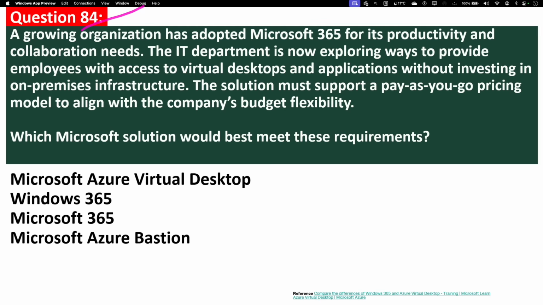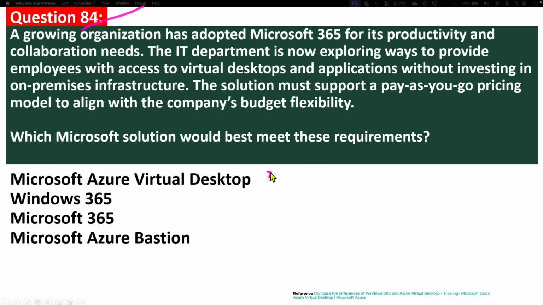Question number 84. A growing organization has adopted Microsoft 365 for its productivity and collaboration needs. The IT department is now exploring ways to provide employees with access to virtual desktops and applications without investing in on premises infrastructure. The solution must support a pay as you go pricing model to align with the company's budget flexibility. Which Microsoft solution would best meet these requirements?